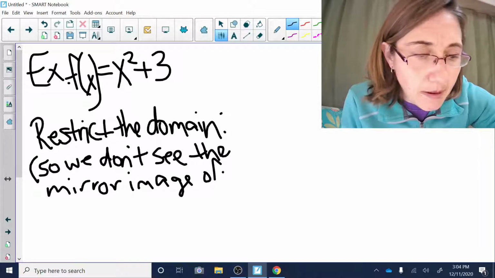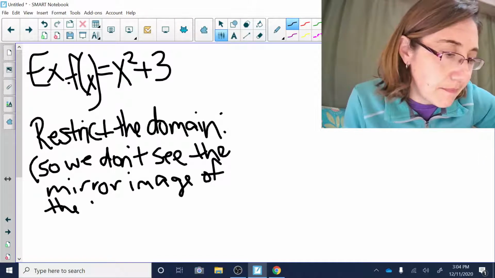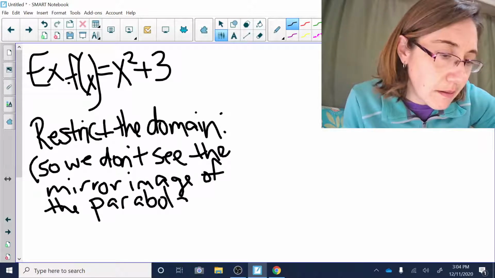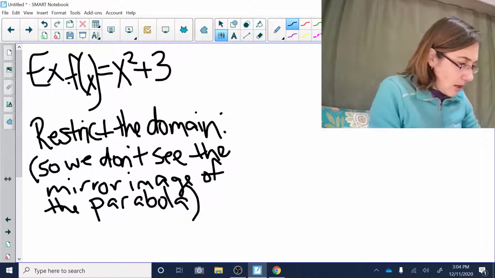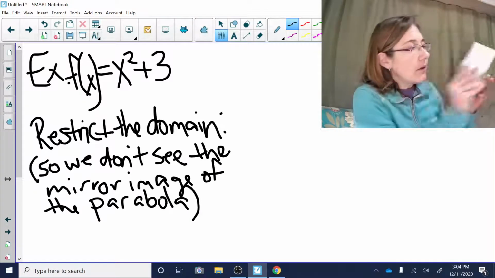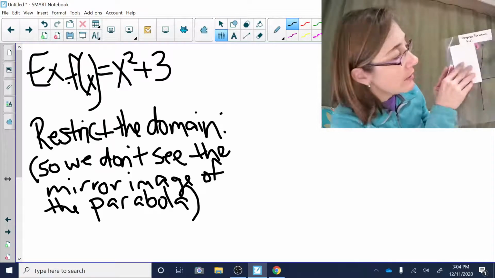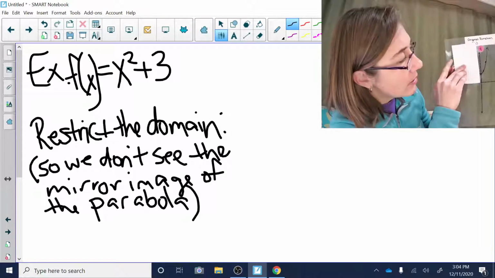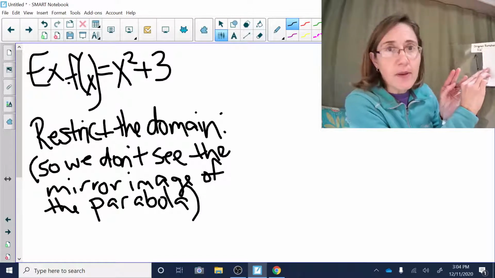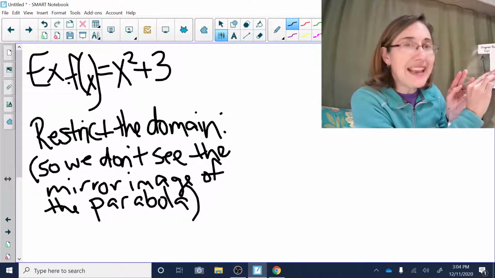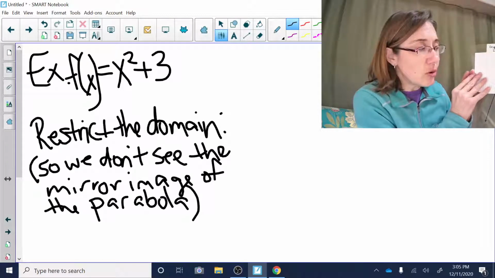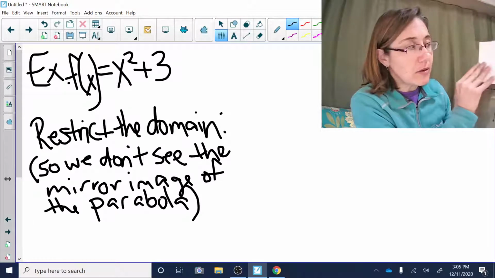Of the parabola. Okay, so what I mean is technically we could look at that part or we could look at this part. Either way, when I do the flip, I wouldn't get something that was not a function. I would get a function. However, we're going to choose which side of these we're going to use, okay?